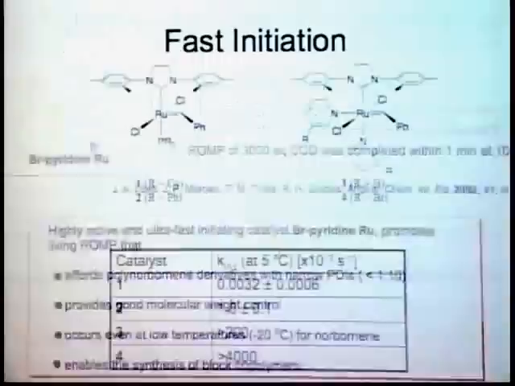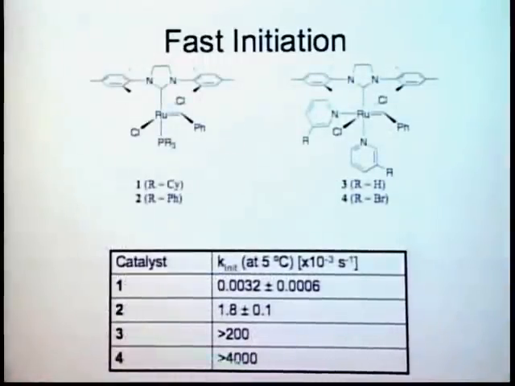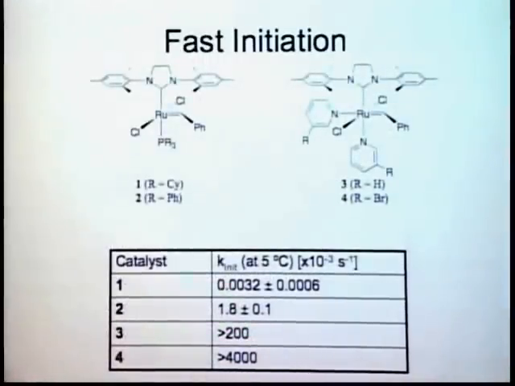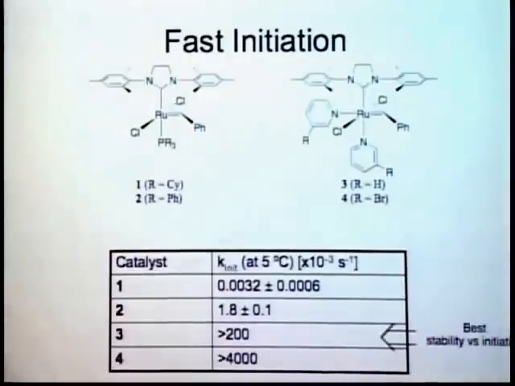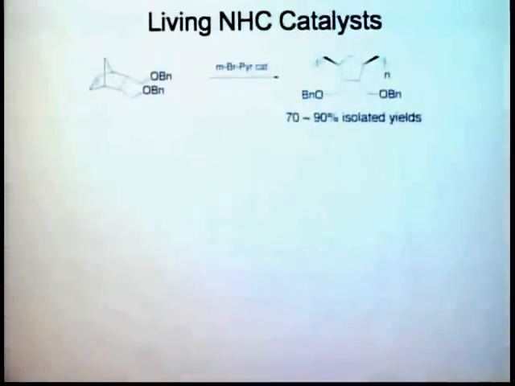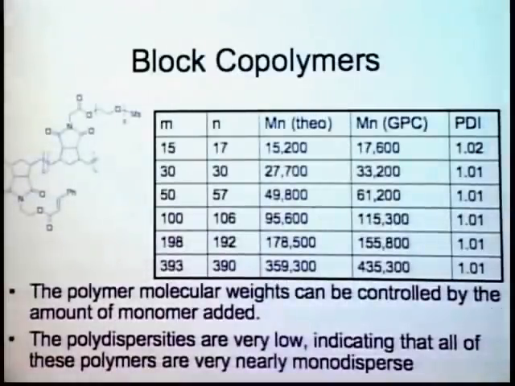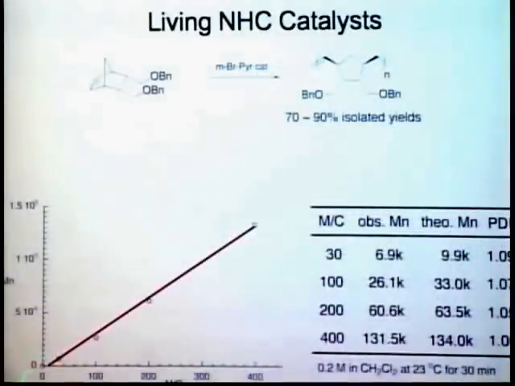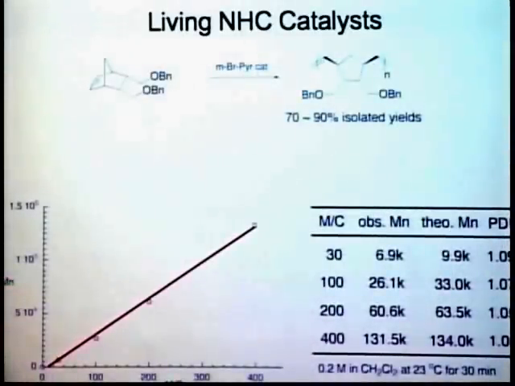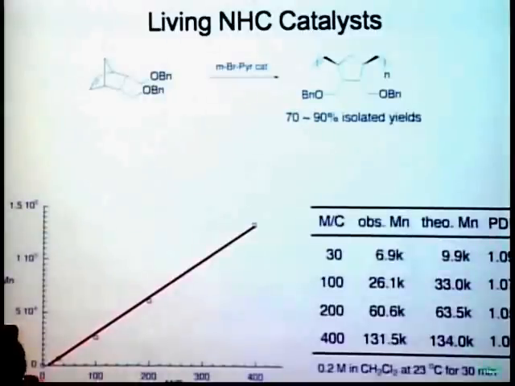And so we can put in pyridines. So this was the phosphine case. You see initiation is really slow. When we go to pyridines, now it's really fast. So we can get the fast initiation. So now using these, we could make polymers with good relationship between molecular weight and monomer to catalyst ratios. We could get PDIs below 1.1.